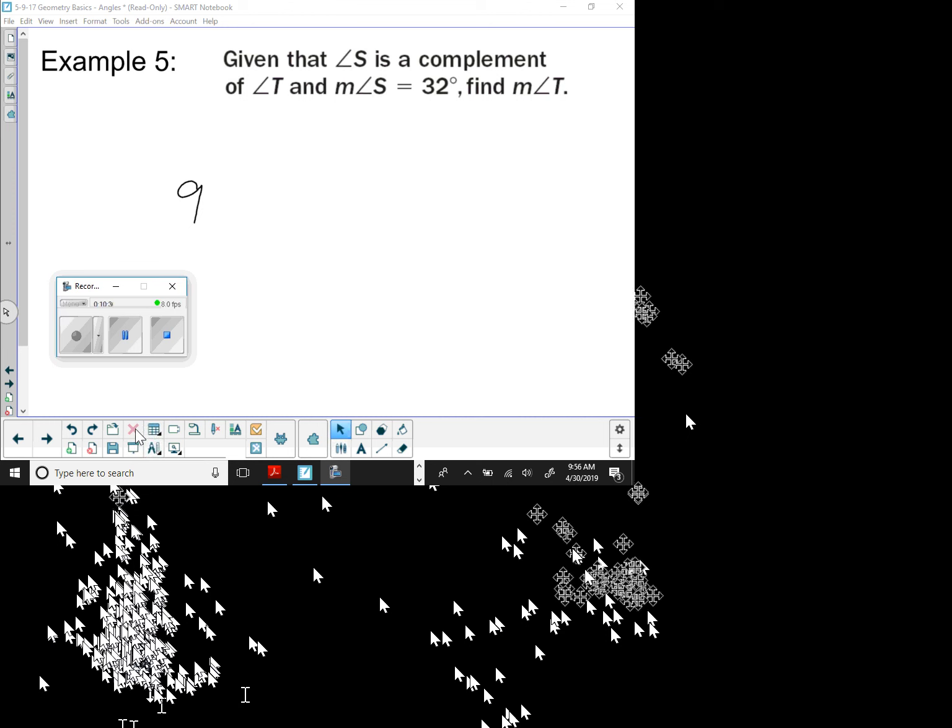Example 5, given that the measure of angle S is a complement of angle T and the measure of S is 32, find the measure of angle T. Complement means added together they equal 90. So 32 plus something equals 90. Therefore, 90 minus 32 would give you what you're looking for. 90 minus 32 is 58. 58 plus 32 is 90.